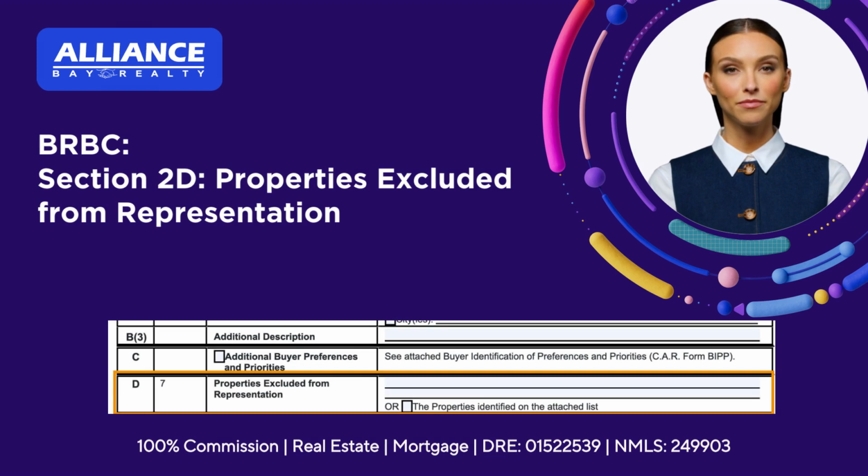Section 2D. Properties excluded from representation. This part lists properties the broker is not earning compensation on, even if the buyer purchases them. You have lines where you can write specific addresses or descriptions, or a box indicating that excluded properties are on an attached list. Common uses.